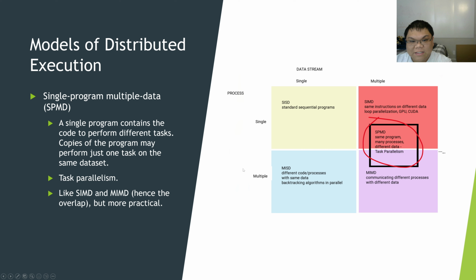Now, there is a fifth model, and that's single program multiple data. A single program has the code to do all sorts of different tasks, but copies of that program will only ever do just one task. But it has the effect of having multiple programs doing different things on different data. So, this is a setup where you have one program with different tasks. And this is task parallelism.